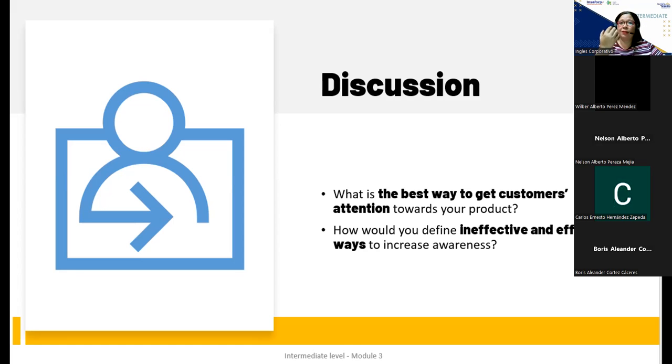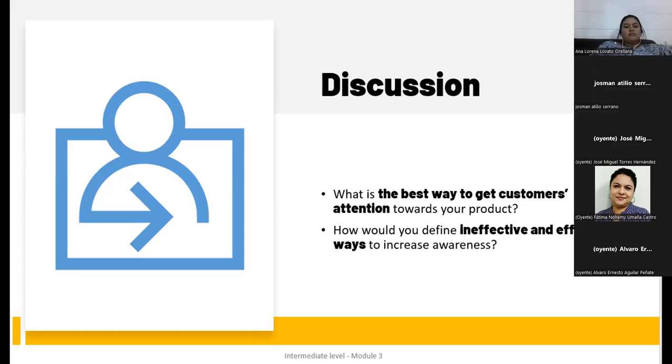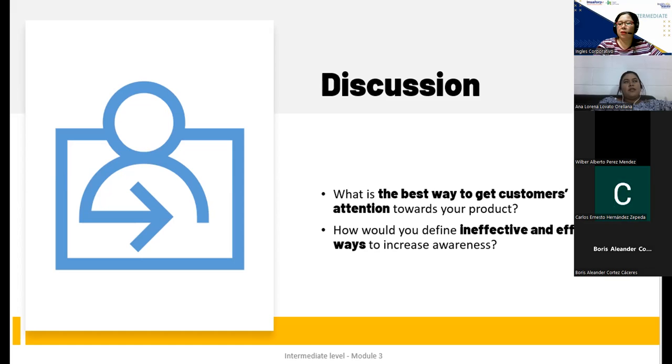Okay, so you have to show your product to the customer through a customer service area. Is that correct? Yes. All right, what do you think about it, Ana Lorena? Maybe if it's possible, give a sample or give information about the good quality and the better features about the product. Okay, great. What do you think, Carlos Ernesto?